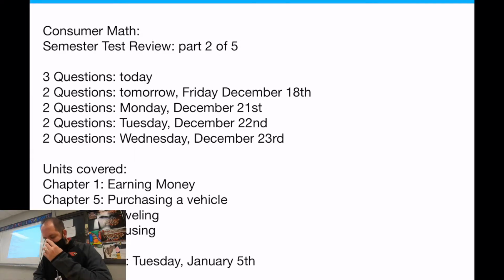Obviously today, I have this even marked wrong. Today we're doing 2 questions. So today is Friday. So we're going to do 2 questions today, and then Monday we'll do 2, Tuesday we'll do 2, and Wednesday we'll do 2, and that will get us through all the questions. So we did our 3 up front yesterday, because there's only 11 questions total on your semester test. So yeah, let's jump right in.